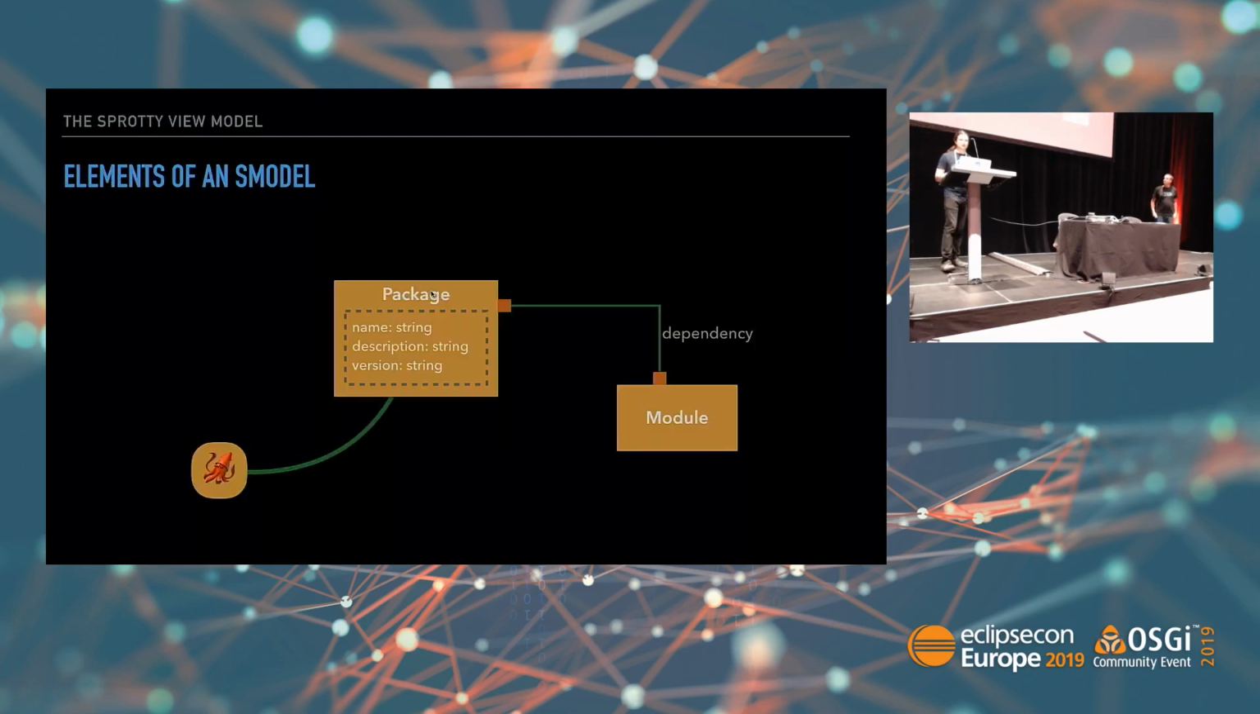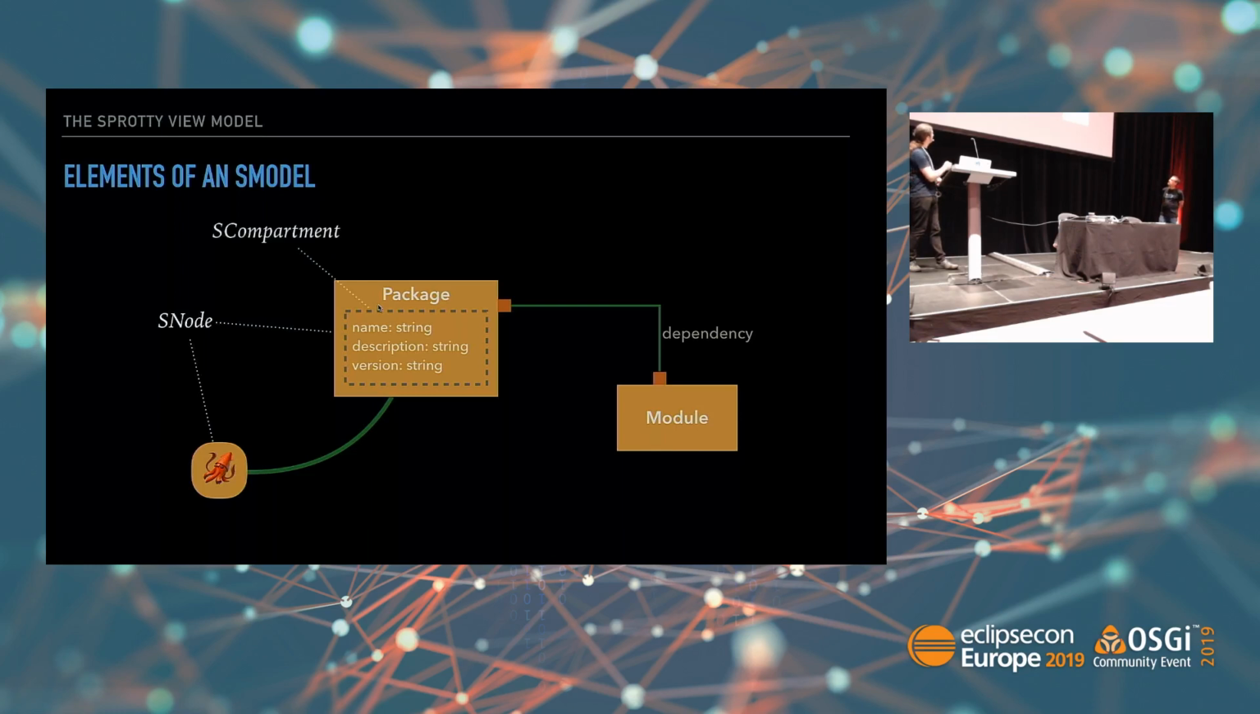Let's have a quick look at how such a model could look. So this is a very simple diagram. Let's see what components we find here. There are 3 nodes. We call them S node in our view model.